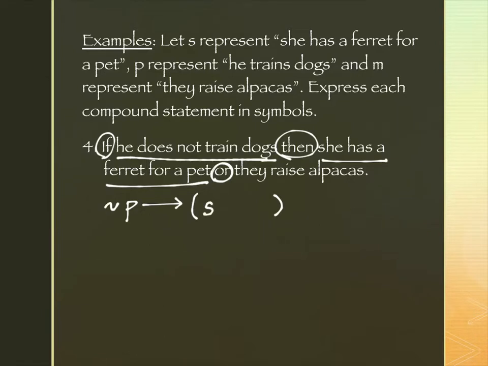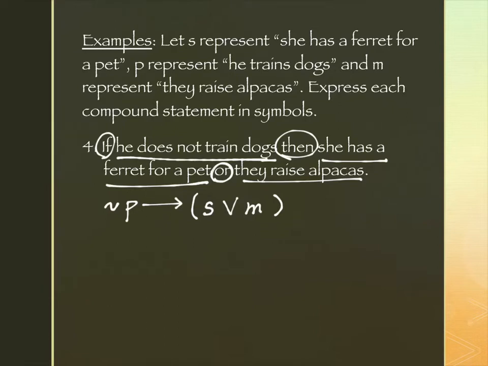Now we ran into the word or. Do you remember the symbol for the word or? Is it a V? It is a V. Good job. Okay, so V for or, upside down V for and. And the last one says they raise alpacas. What's that one? M.